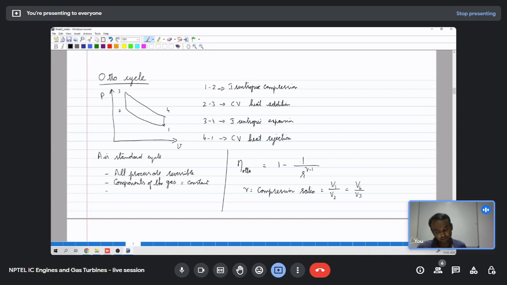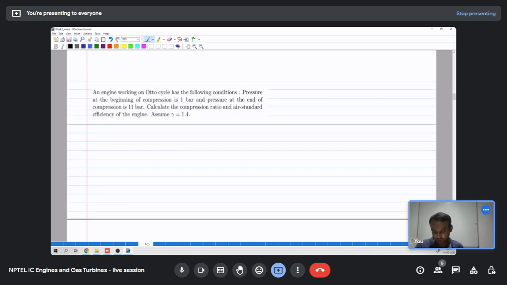So these are the basics of the Otto cycle. If you have any questions about the Otto cycle, we can discuss now. If there are no questions, I will move on to the problems.